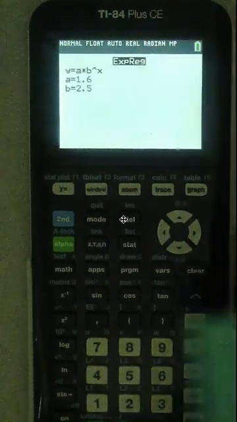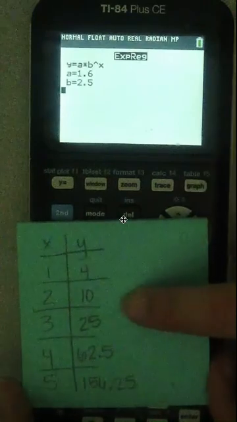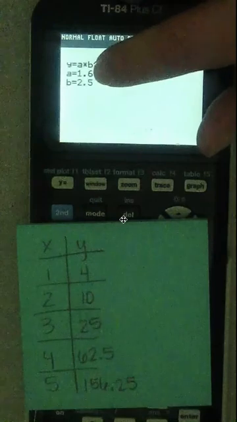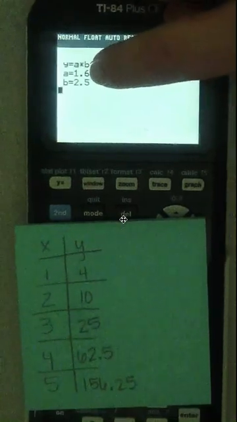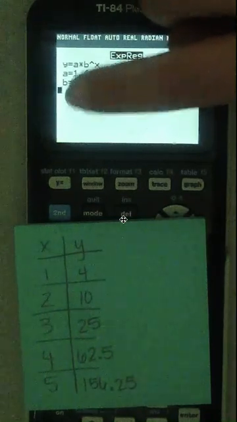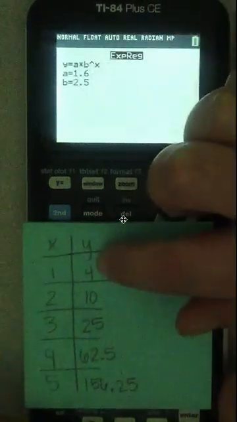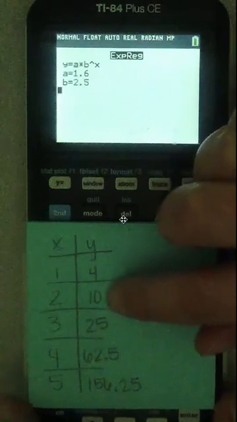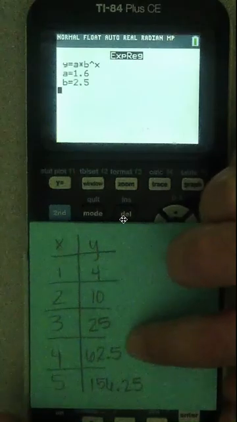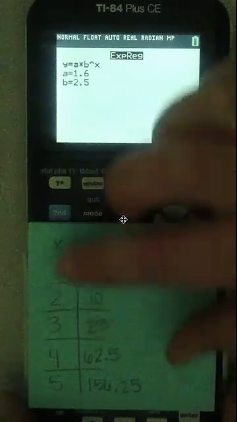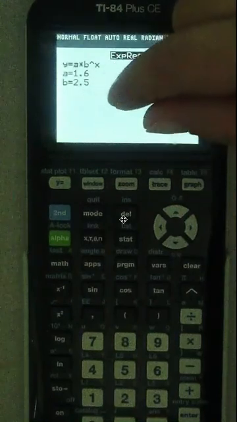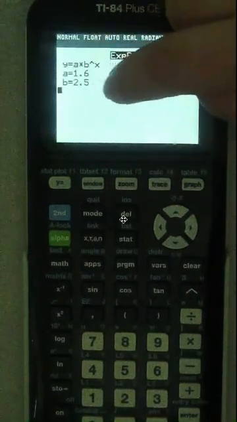So these points right here, down here on the sticky note, sorry, it's dark, so our initial amount is 1.6. So that right there is where my y-intercept is. And we're growing at a rate of 2.5 every time. So if I took 4 and multiplied it by 2.5, I'd get 10. 10 times 2.5 is 25. 25 times 2.5 is 62.5. Does that make sense? So our equation is just A, so 1.6 times 2.5 to the x power.